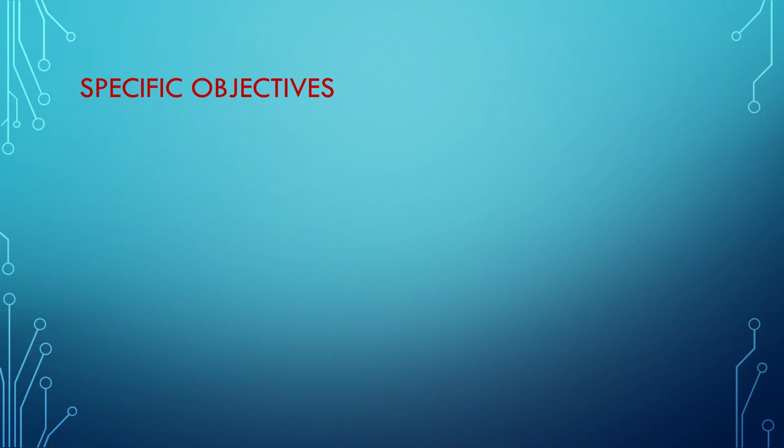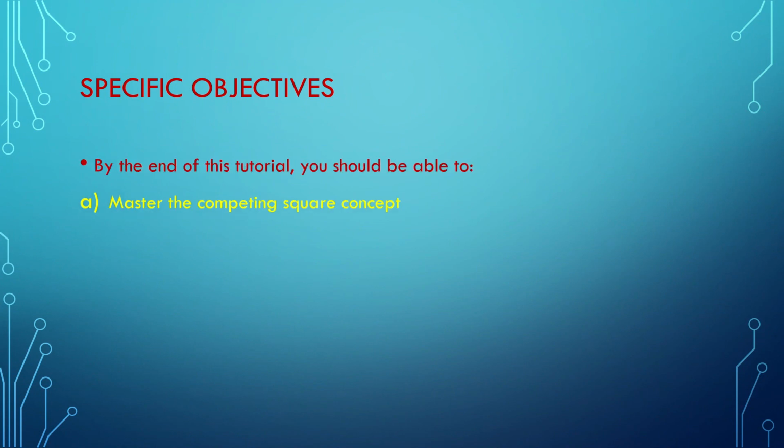Now, back to our specific objectives. By the end of this tutorial, you should be able to, one, master the completing square concept. I believe that you have mastered it and have tried to follow up. If not, please go back and be able to get it well. But what was the second objective? I believe the previous slide can tell you what my objective was by giving me this question. I suppose you guessed it right. I was basically deriving the quadratic formula, and I believe you have been able to follow and you now know how to derive the quadratic formula.